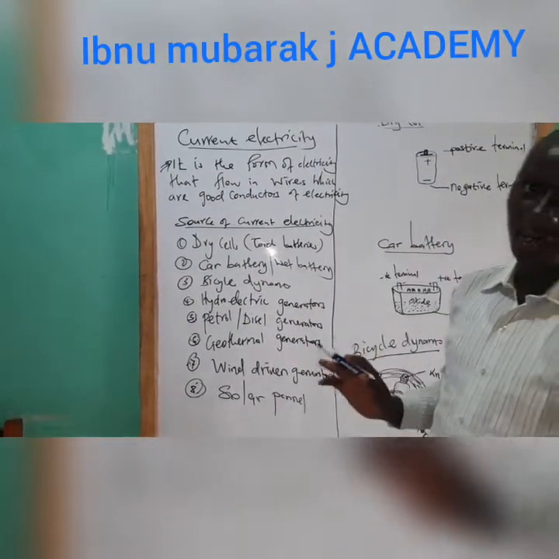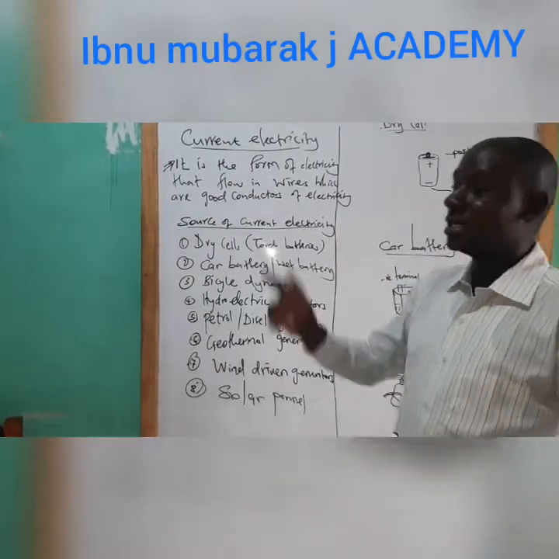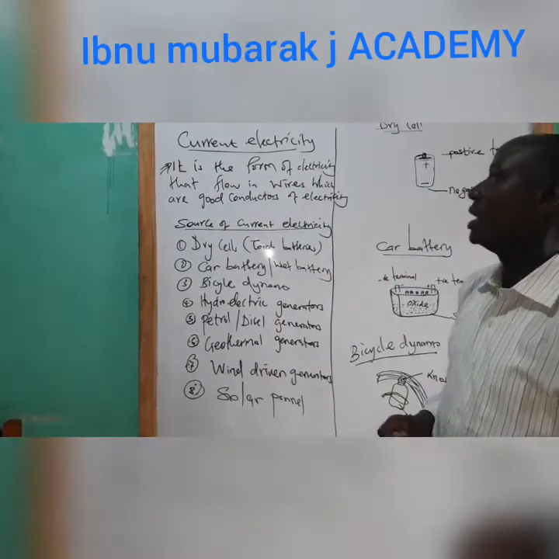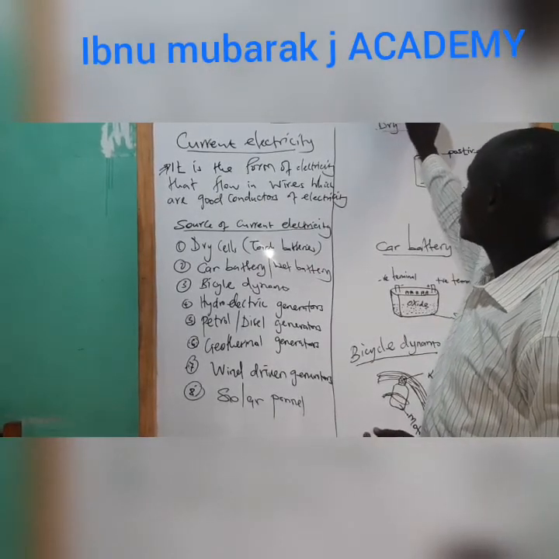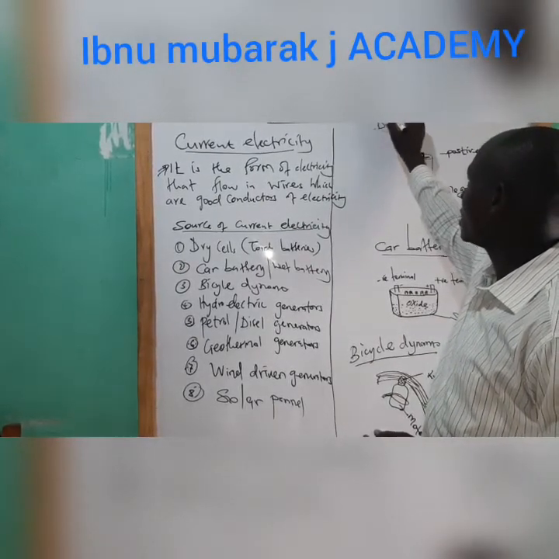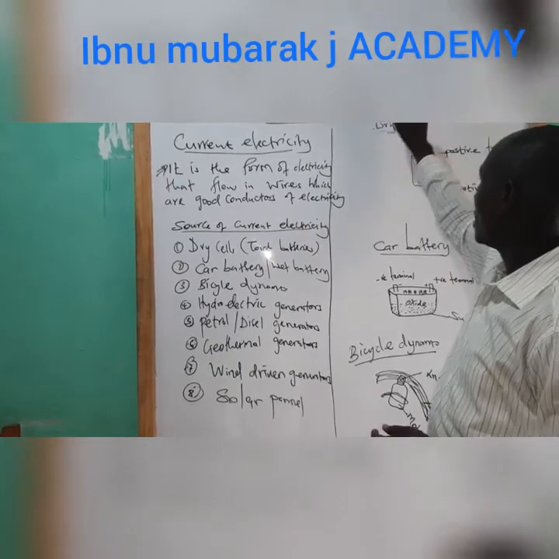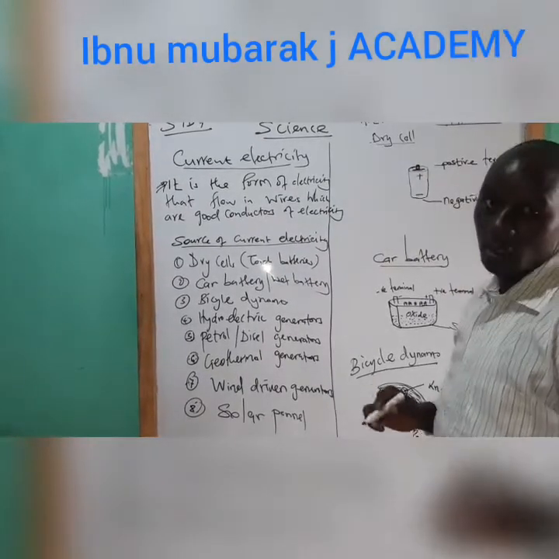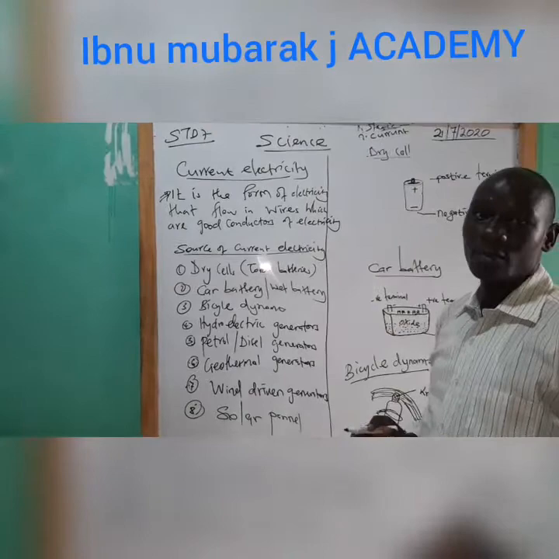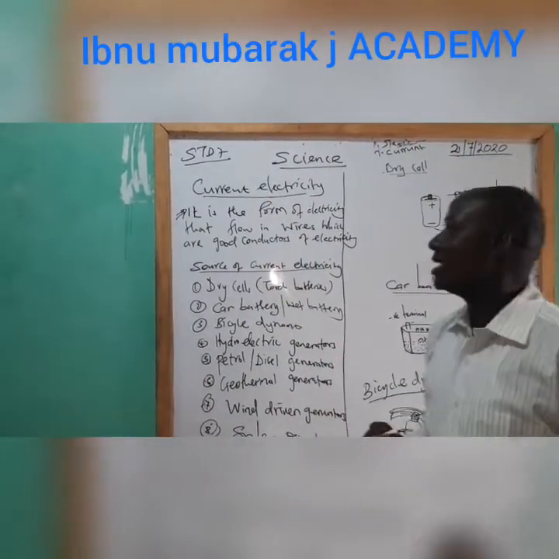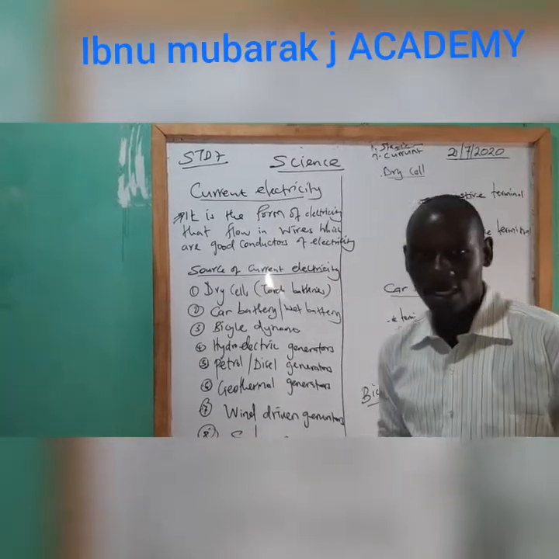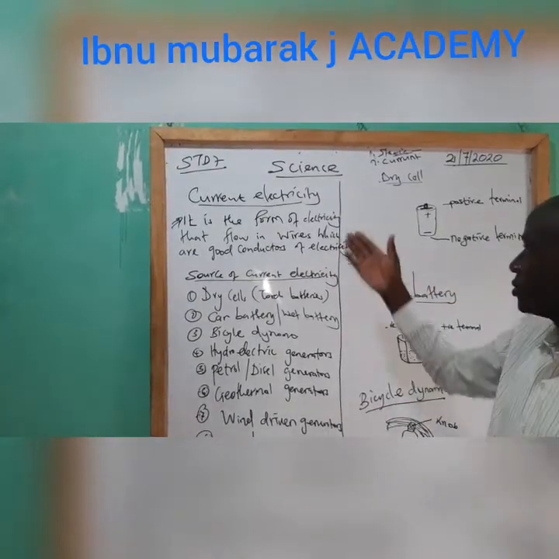Current electricity, because from the word go, I said there are two types of electricity. Number one, we said static. Number two, we said current. And last lesson we talked about static. So today we want to talk about current electricity. So I want to take you through this.